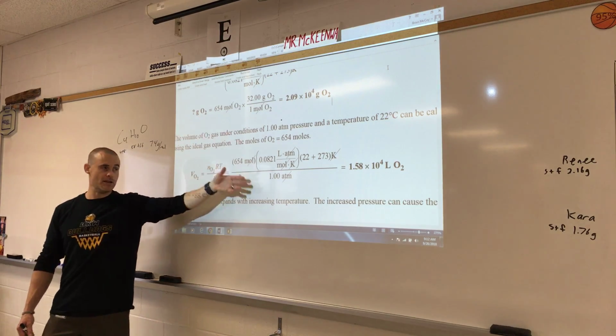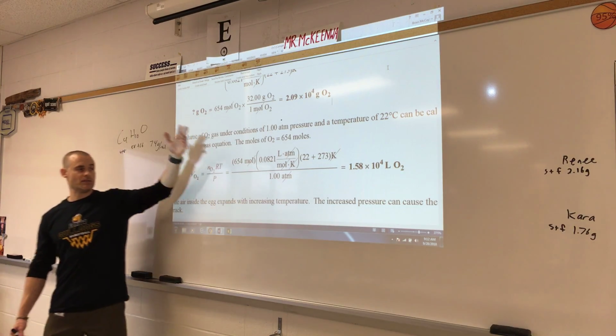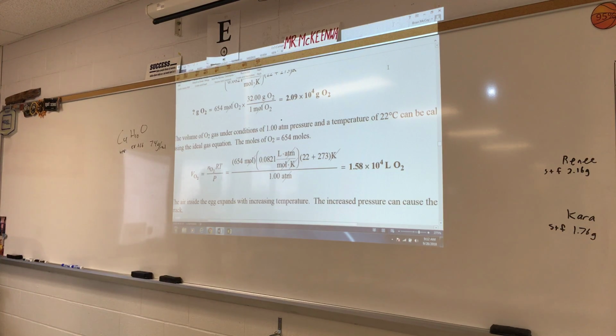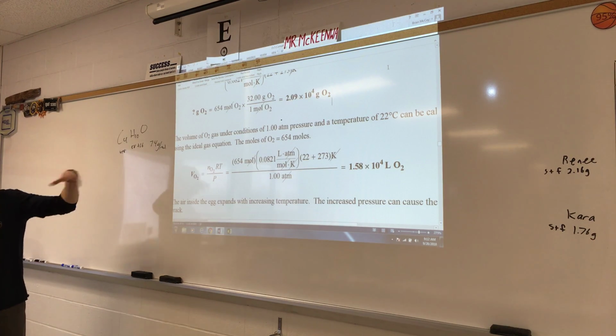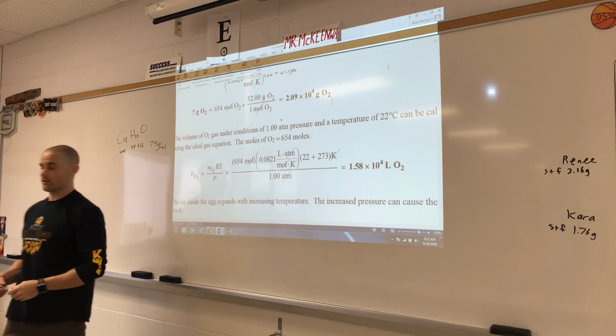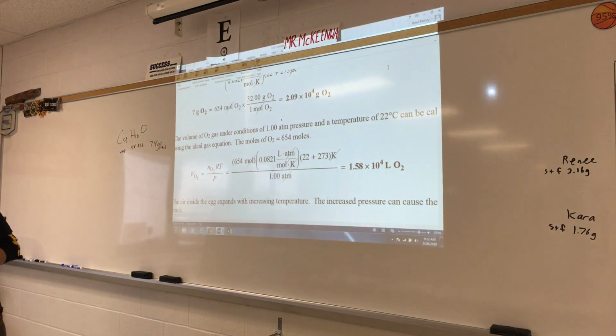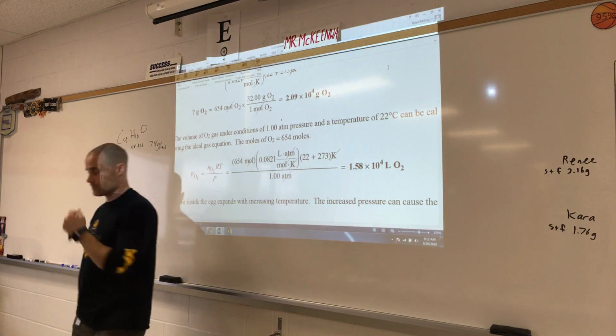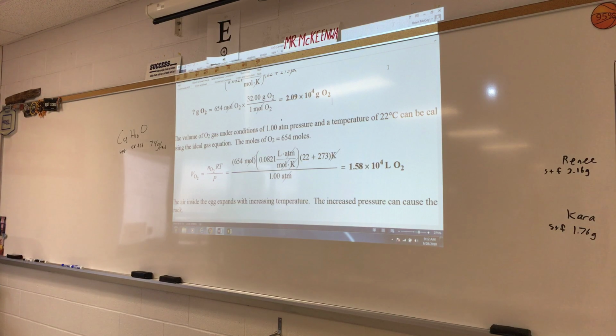So again, both of these are typical AP questions. Shouldn't have been hard for you. Okay, so if they were hard, I'm not trying to make you feel bad, but there isn't a whole lot of figuring out. You're just plugging numbers in and then doing some simple calculations. So it was 2.09 times 10 to the 4th grams, and then 1.58 times 10 to the 4th liters. All right. Anything you want me to clarify or go over again?